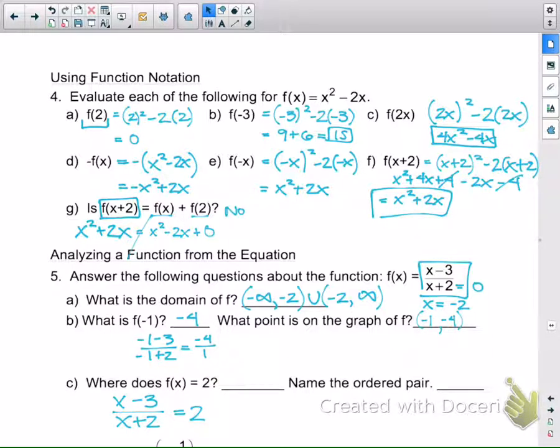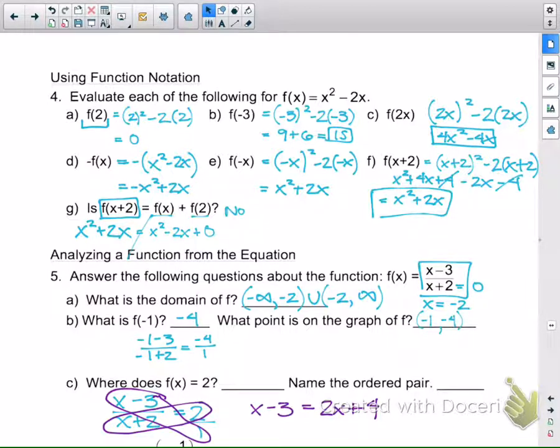How do I solve something like this? You can cross multiply. How do I cross multiply when I have a whole number over there? Put it over 1. Good. So if I cross multiply in this one, 1 times x minus 3 is just x minus 3. 2 distributed to x plus 2 gives me 2x plus what? 4. And then we solve.